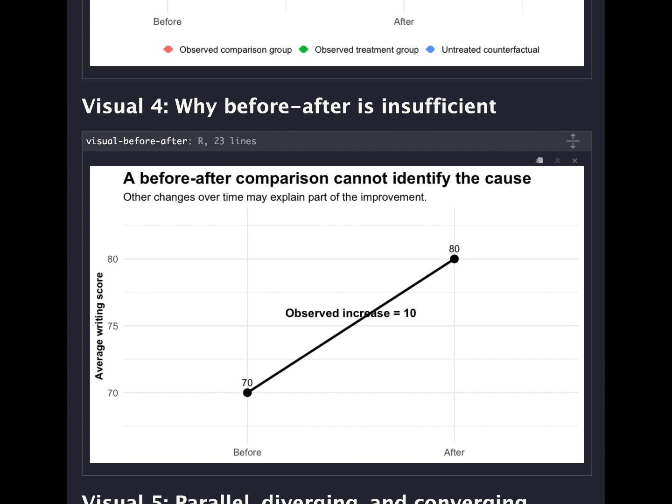If those factors affect both the treatment and comparison groups, the comparison group helps account for that shared change, right? But that only works when the comparison group is credible. A comparison group is not useful simply because it did not receive the intervention. It needs to provide a believable estimate of how the treated group would have changed without the intervention.